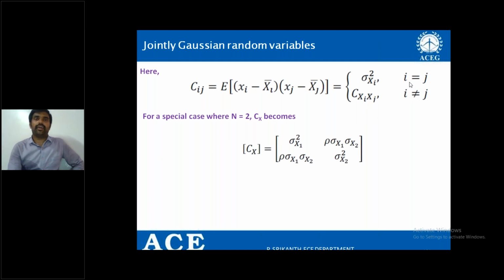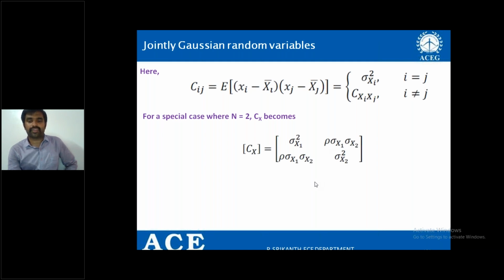Just now I said all the diagonal elements, C11, C22, C33, if the terms i and j are equal, ultimately it becomes variance. If not equal, it will be covariance itself, right? For example, for two random variables, the general expression can be taken like this. The diagonal elements are the variances of the random variables, and this is covariance, this is covariance.